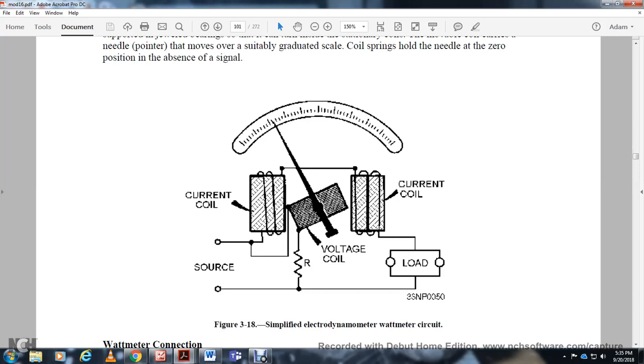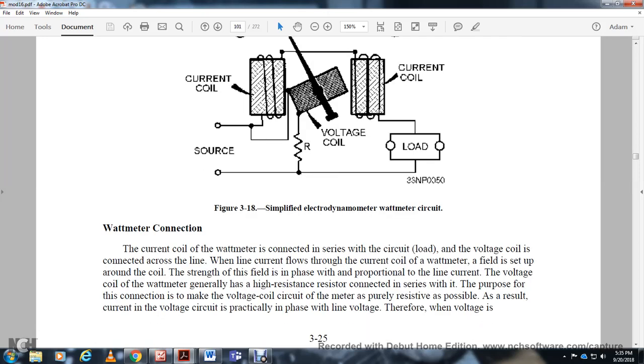Current coil, source, voltage coil, load, wattmeter connection. The current coil of the wattmeter is connected in series with the circuit loaded, and the voltage coil is connected across the line. Line current flows through the current coil of the wattmeter, and a field is set up with another coil, with the field proportional to the line current. The voltage coil of the wattmeter generally has a high resistance resistor connected in series, for the purpose of making the connection with the voltage coil of the circuit.